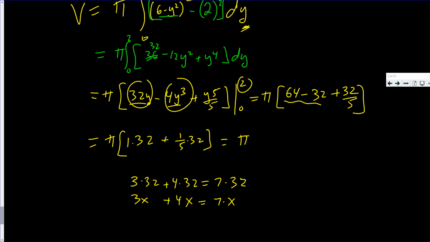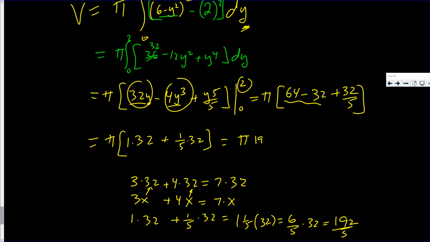So if you have 1 32 and you're adding 1/5 32, you're going to have 1 and 1/5 32s, which is 6/5 times 32, which is 192 over 5, which is 192 pi over 5. That is the answer. Now, I said that there was a second way of doing this.